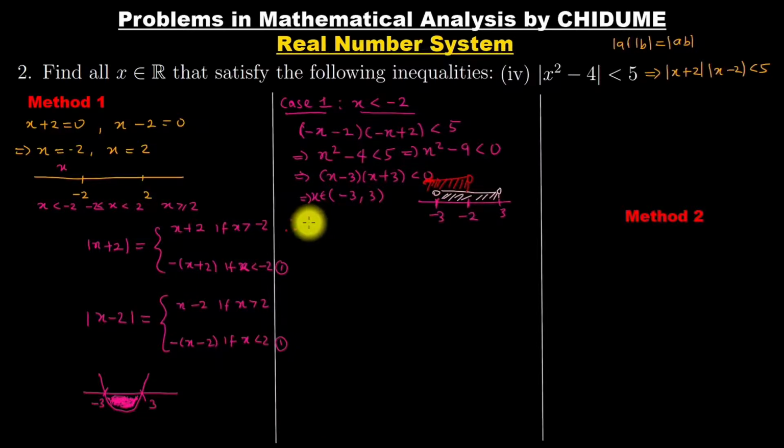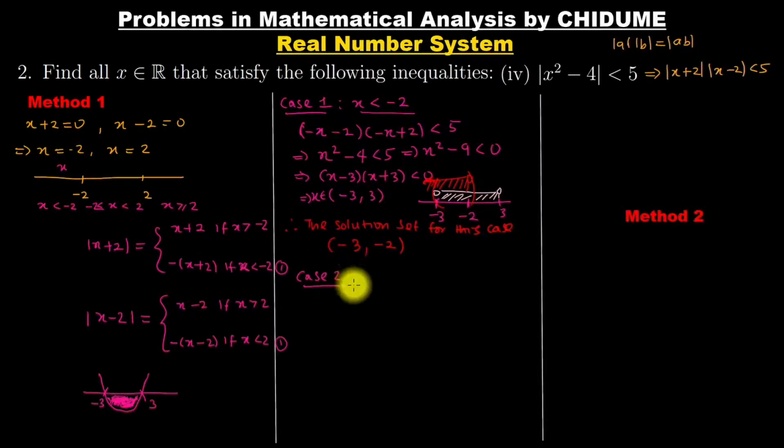Therefore the solution set for this case is -3 comma -2. It's open at this end and it's also open at this end, because this is where they intersect each other. Now for the second case, that's case 2.